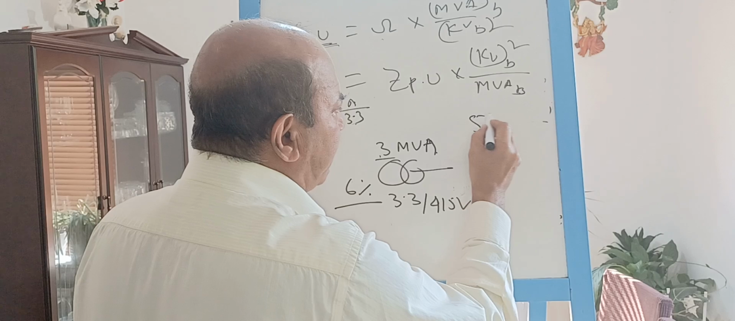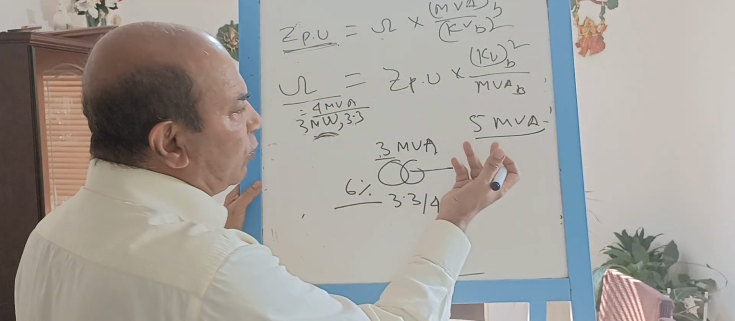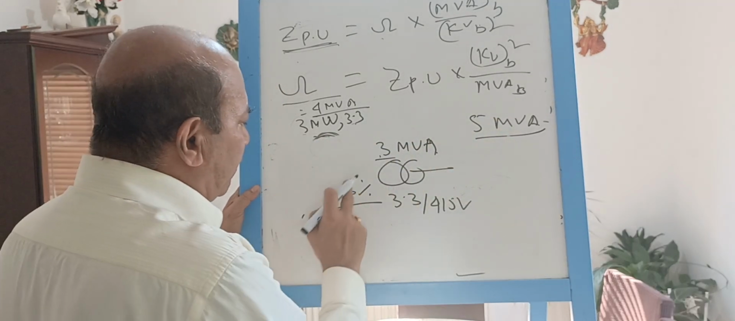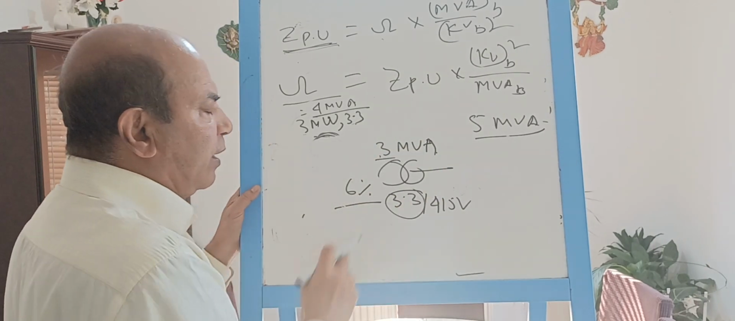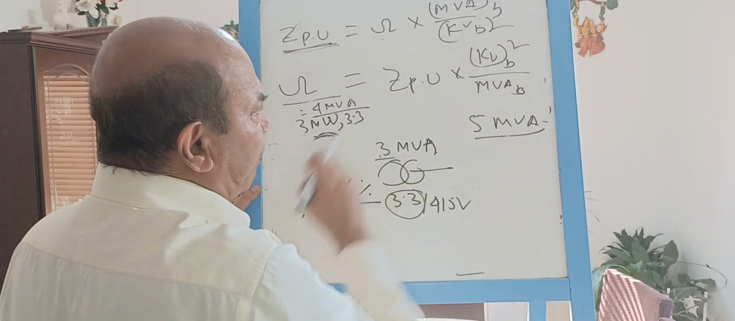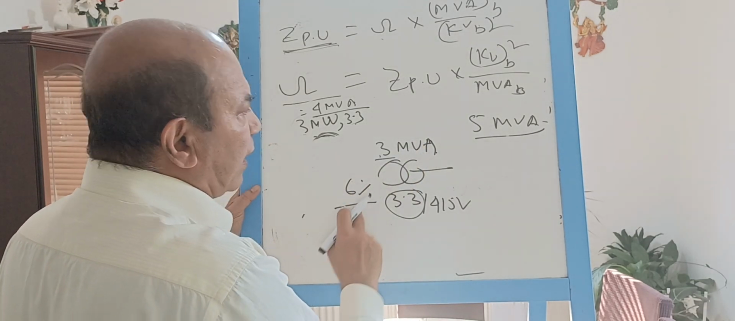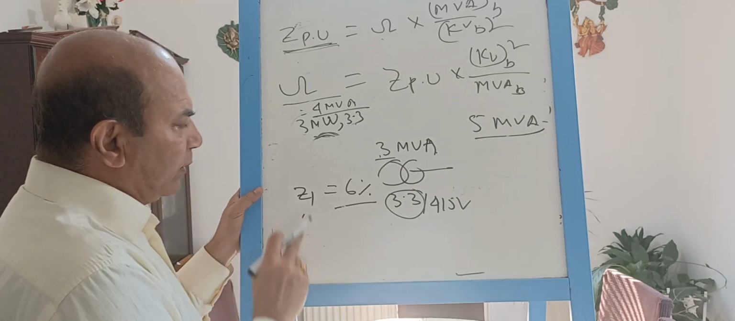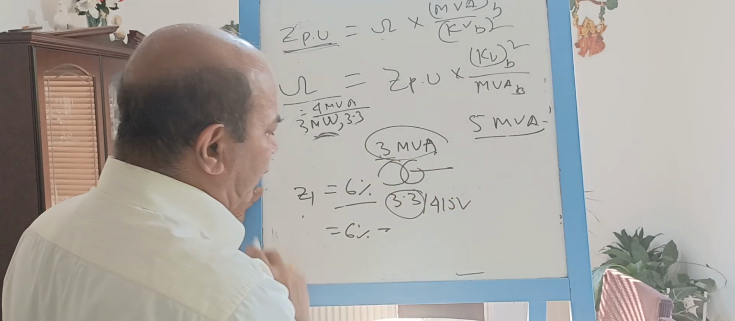Suppose I have considered 5 MVA base. The moment I consider 5 MVA base, I have to transfer this impedance to 5 MVA base. How will we do that? On 3 MVA base it is 6%. Suppose it is the same voltage, we are calculating at 3.3 kV. So on 3 MVA base it is 6% right now. This is the formula, Z per unit kV square by MVA. Suppose this impedance is called Z1. Z1 is equal to 6%, based on the 3 MVA, 3.3 kV.